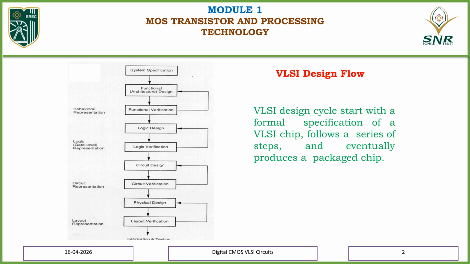The design is described at RTL using HDLs and verified through functional simulation. Next, logic synthesis converts RTL into a gate-level netlist, followed by logic verification. Circuit design refines transistor-level implementation, and timing, power, and noise are analyzed. Physical design includes floor planning, placement, and routing, followed by layout verification, such as DRC and LVS. Finally, the design proceeds to fabrication, packaging, and post-silicon testing.